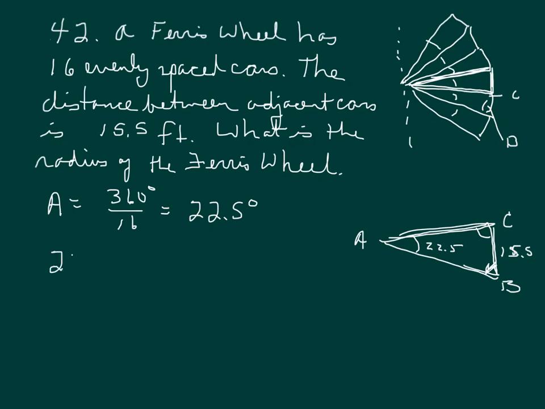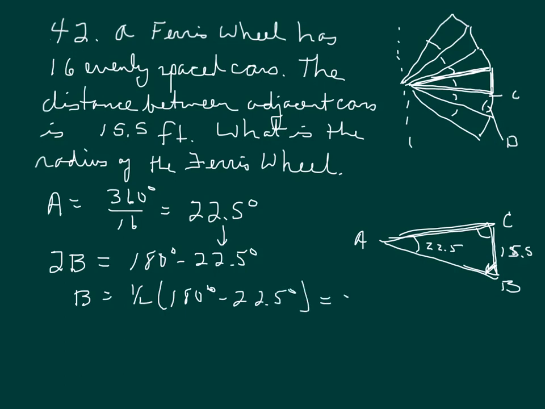Let's just say 2B for a second, let B equal C. So 2B is going to be 180 degrees minus 22.5 degrees, the value of A. So B is going to be 1/2 of 180 degrees minus 22.5 degrees. That's also going to be equal to C, equal to 78.75 degrees. Now let's draw it again.